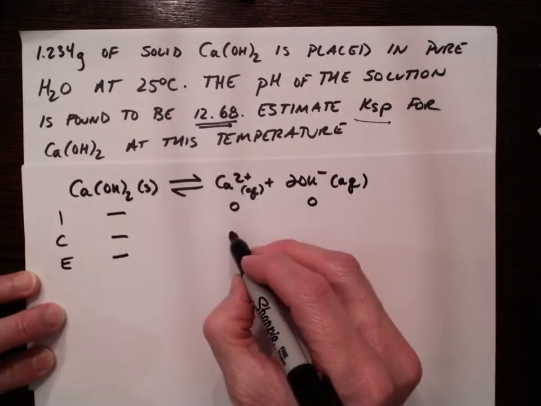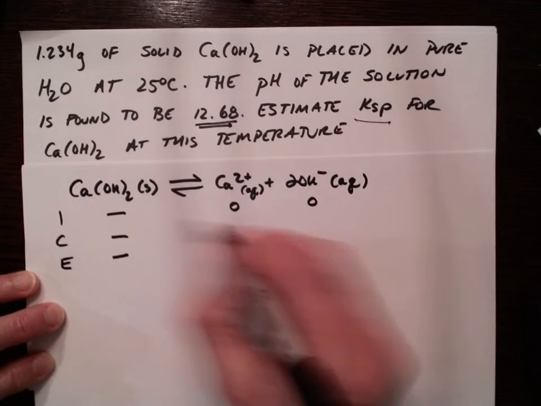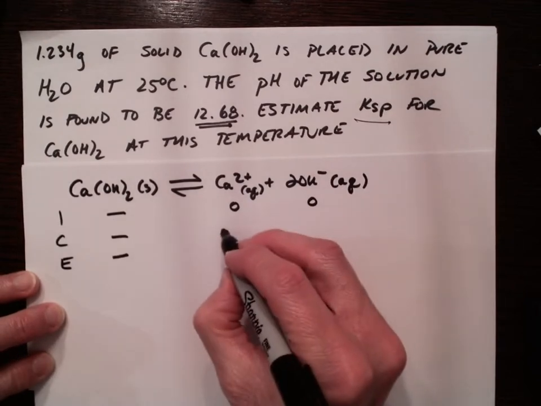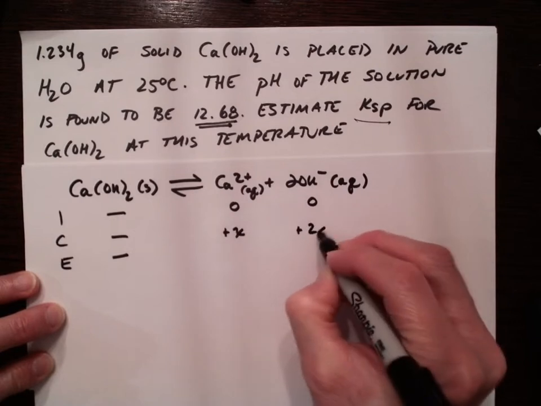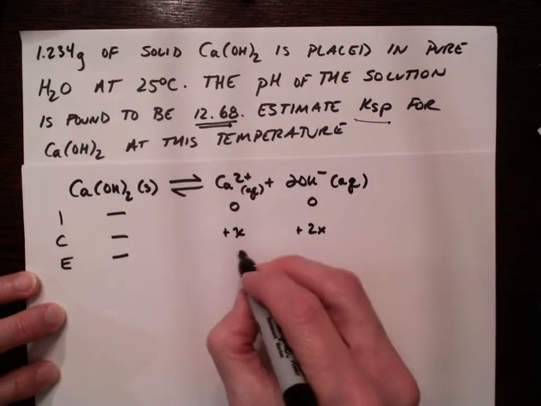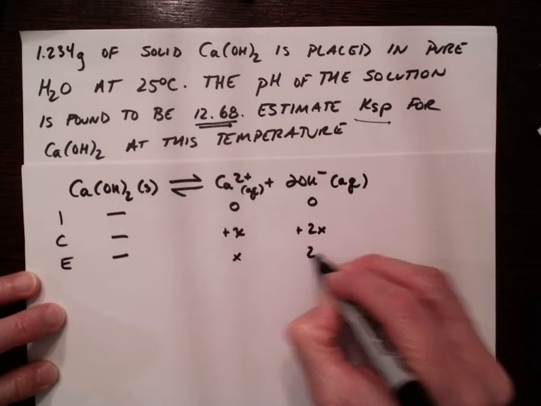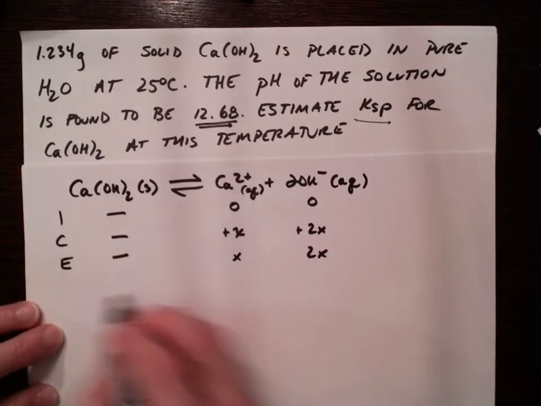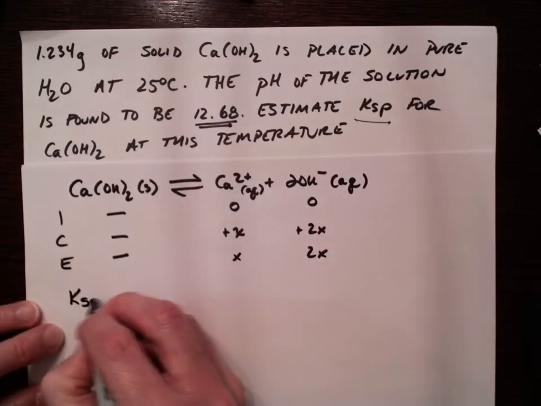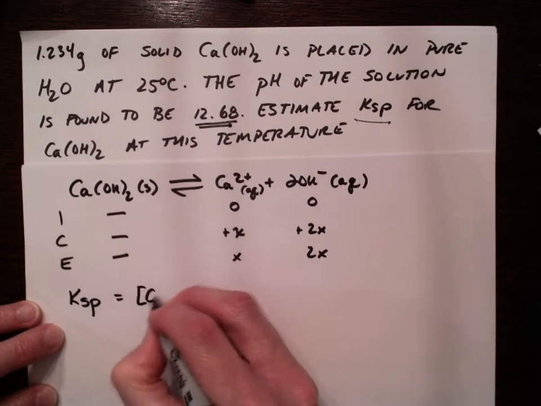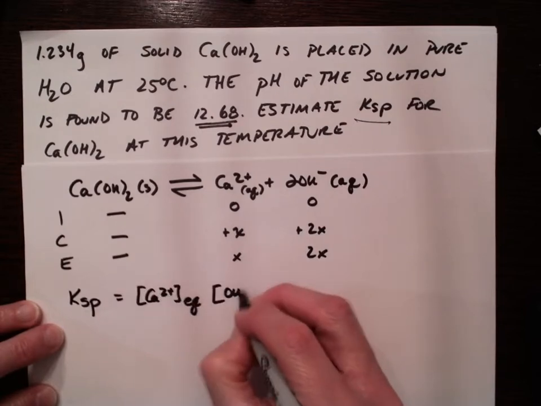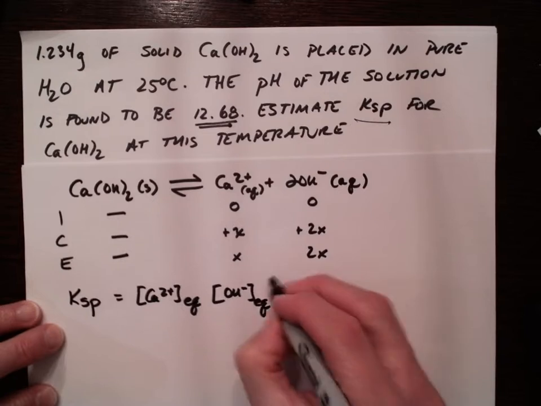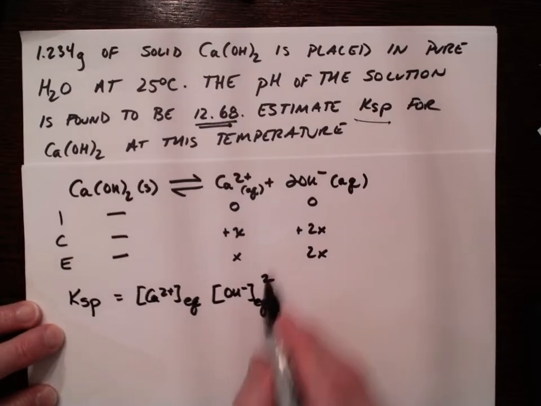There will be a change that's going to occur if this is going to dissolve to get us to equilibrium. So we're going to have X amount of calcium and twice that amount of hydroxide. And so we'll have X and 2X at equilibrium. We don't know what KSP is, but I can say KSP is going to be the concentration of calcium, whatever that happens to be at equilibrium, times the concentration of hydroxide, whatever that happens to be at equilibrium. We need to square that.